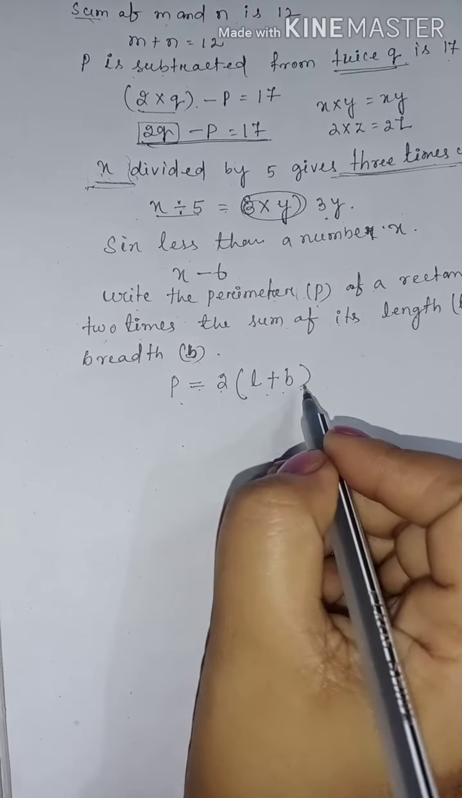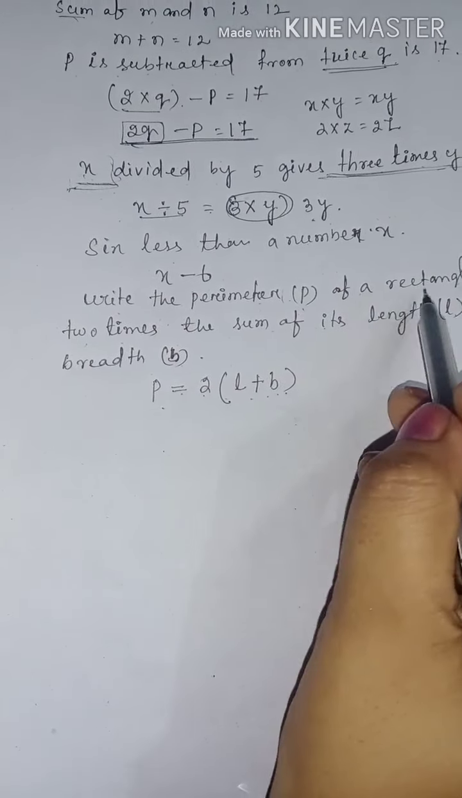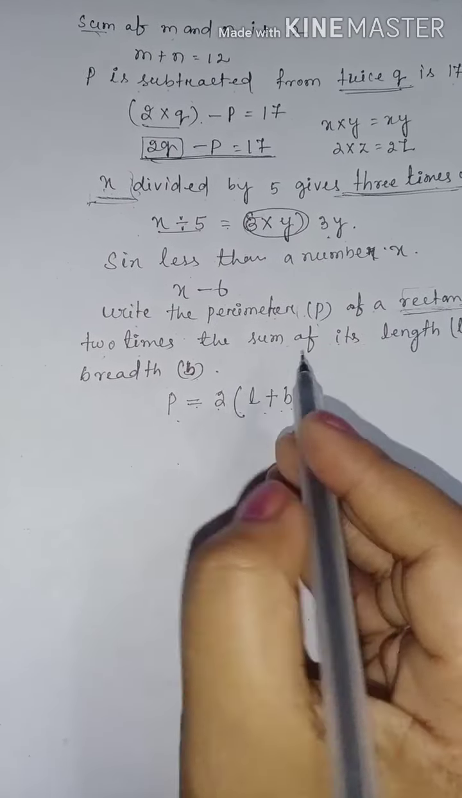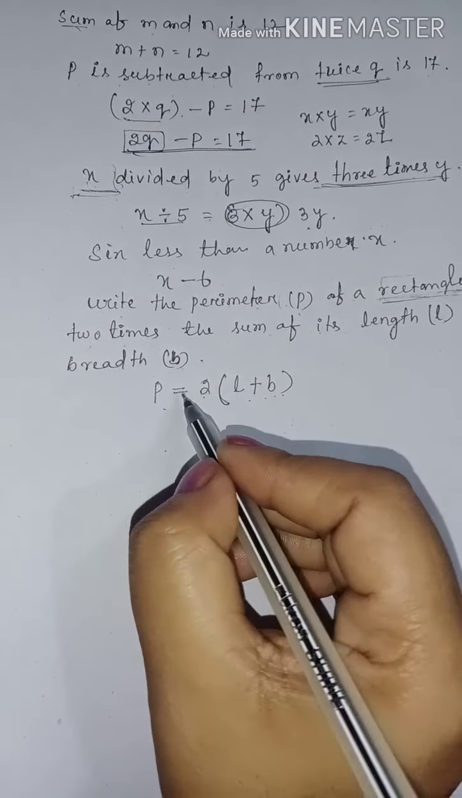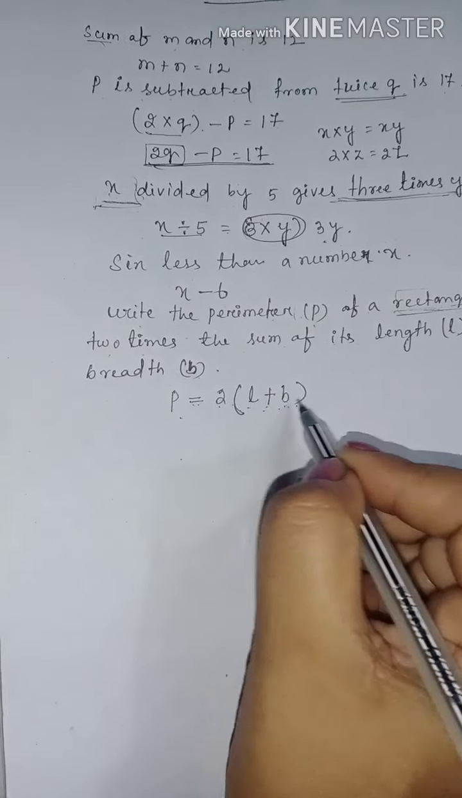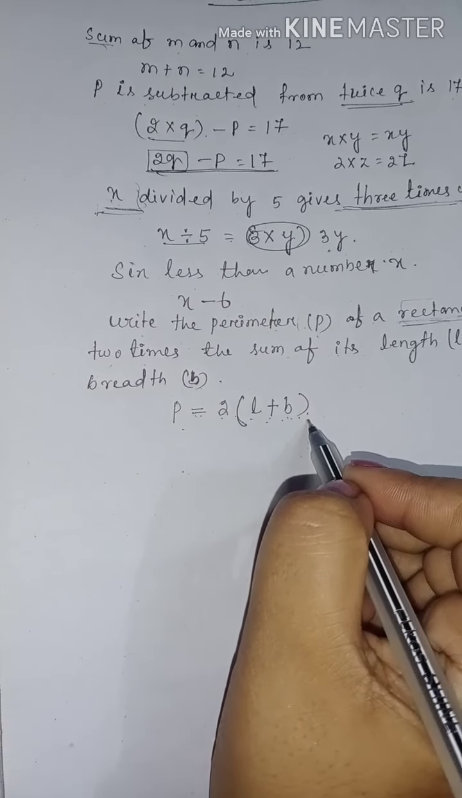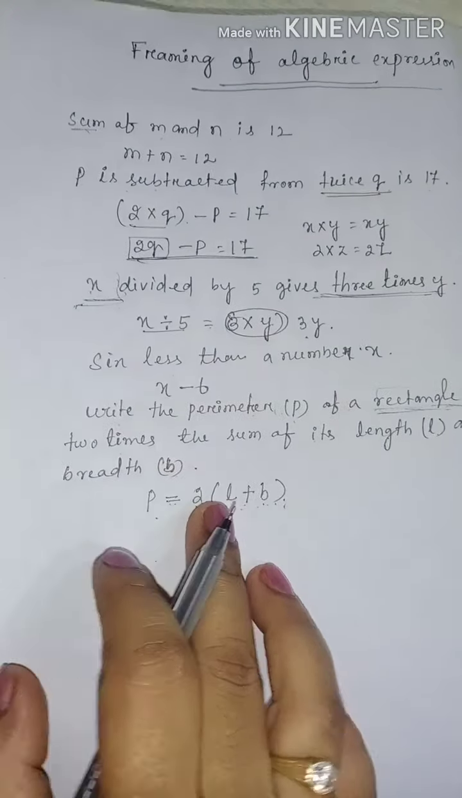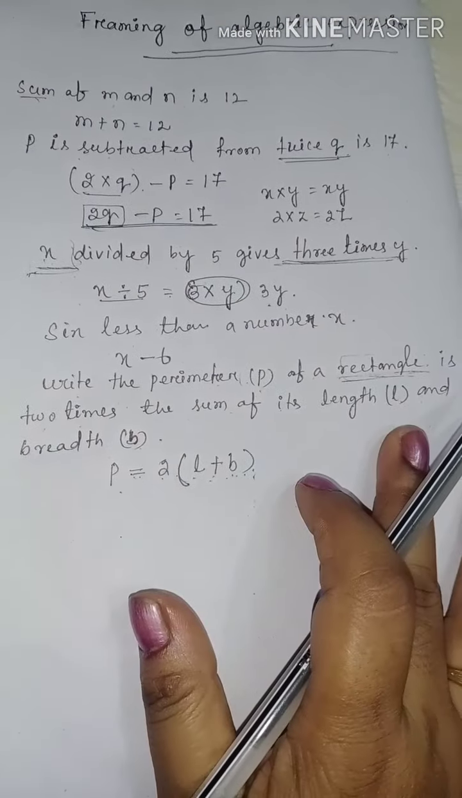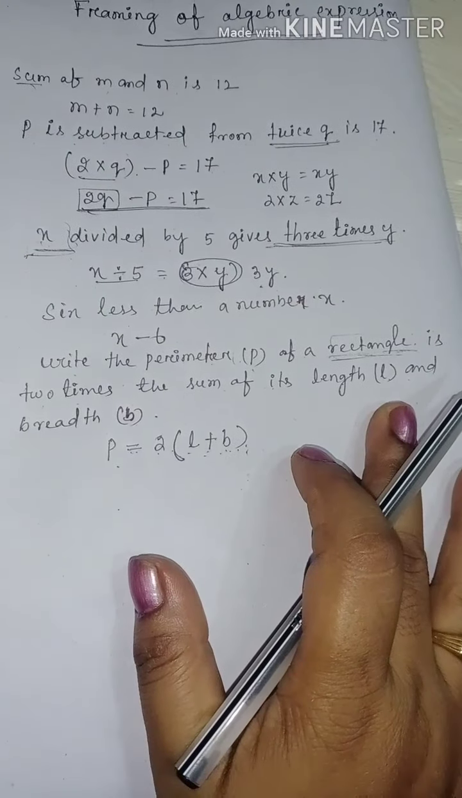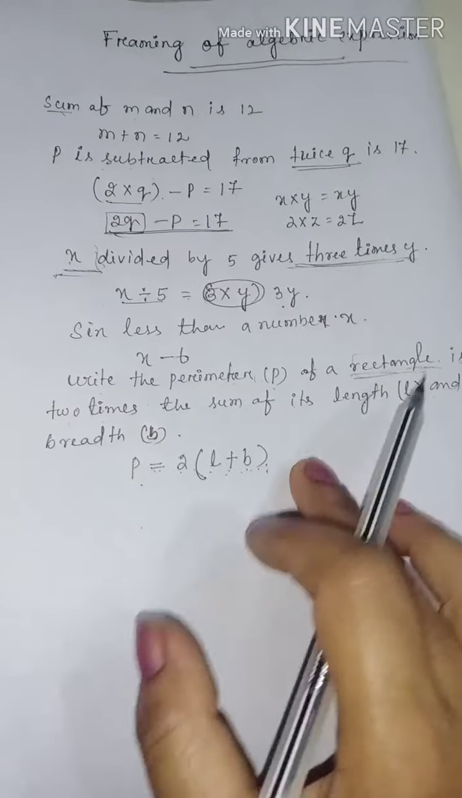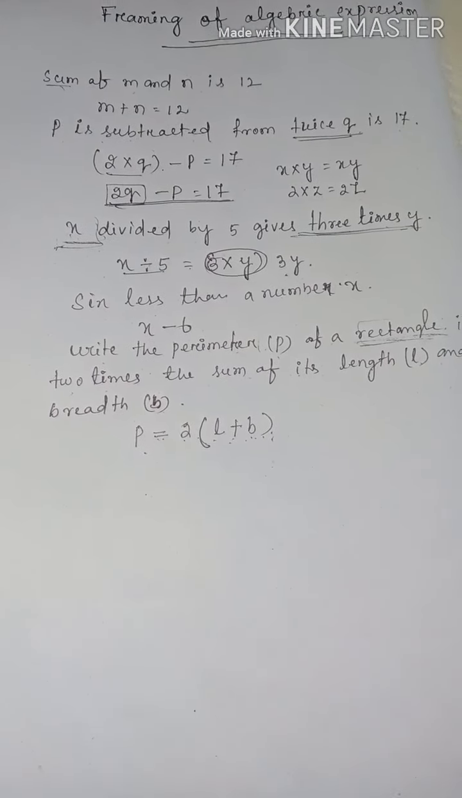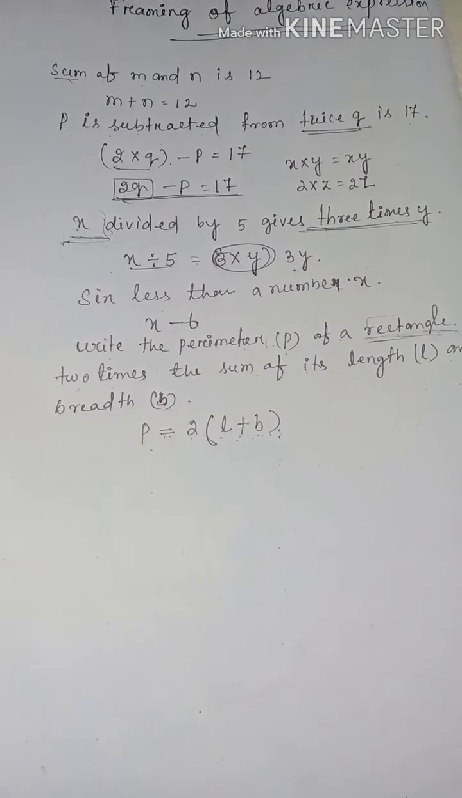Can you understand? This is the rectangle. What is that? Rectangle perimeter. You know the perimeter of rectangle formula, that is P equals 2 into (L plus B), like this. These are the algebraic expressions we are framing from the word equations which are given. By following these methods and examples, you have to do exercises 11.3 and 11.4.